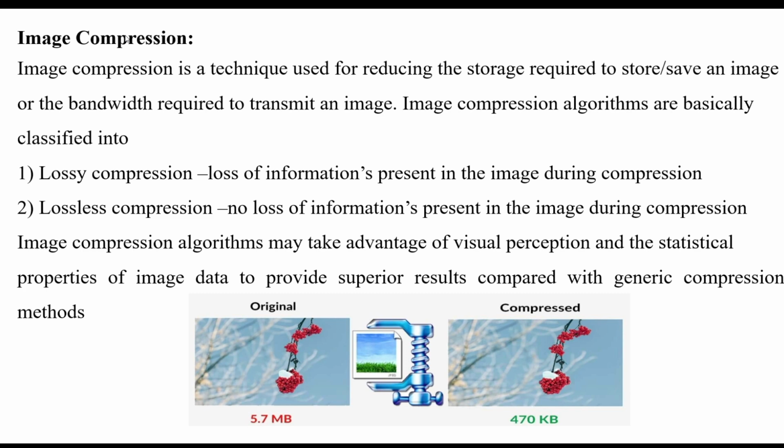See in the image down here, this image size is 5.7 MB. We have compressed that original image into 470 KB, whereas we don't have any changes. We don't lose anything from the original image to the compressed image. So this is called lossless compression. If we lose any information about that particular image, then we call it lossy compression.